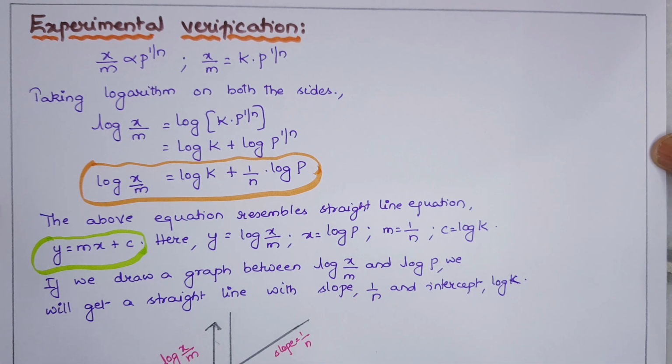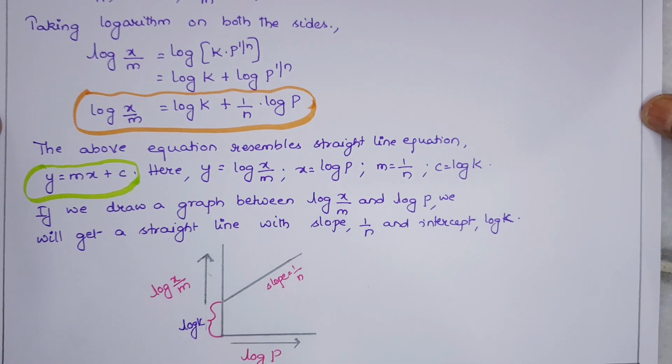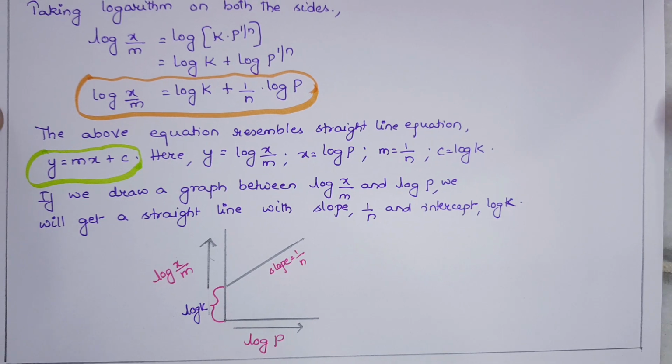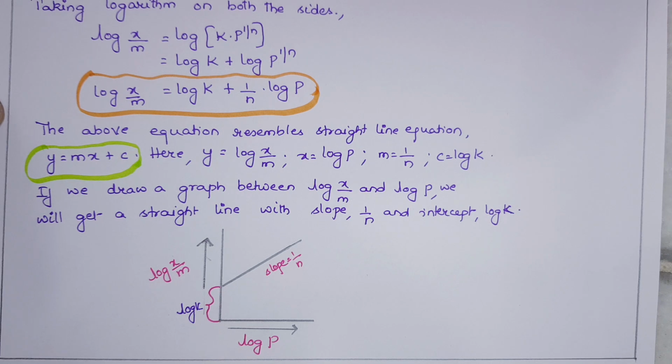So here is the graph, students. You have to show the graphical representation. On the y-axis log x by m, on the x-axis log p, and you will get a straight line like this with slope 1 by n and intercept log k. So this is how the Freundlich adsorption isotherm equation is verified, students. All clear? Easy to understand?